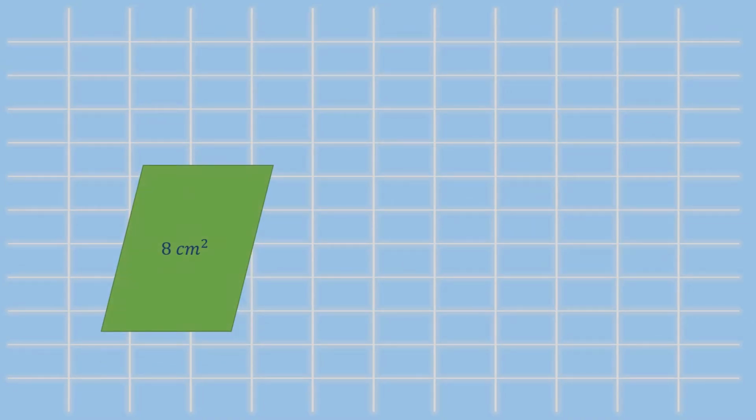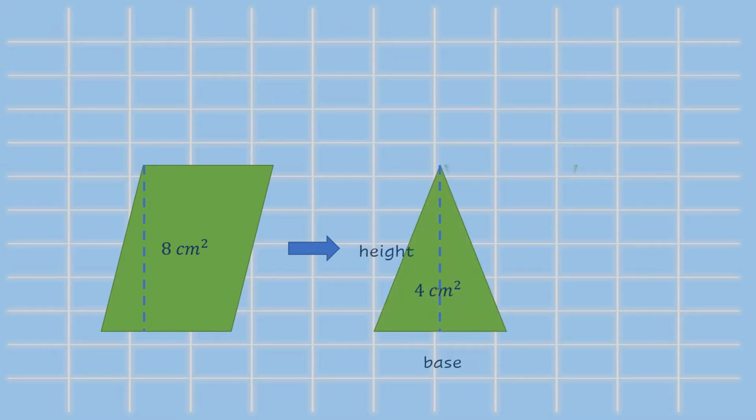Let's suppose that you have a parallelogram with the area 8 centimeters squared instead of a rectangle. Now the height of this parallelogram will be the distance from one corner of the parallelogram to its opposite side. If I cut this parallelogram diagonally into two equal portions, I'll get two equal triangles. Now, since these triangles are formed by cutting the parallelogram into two halves, the area of each of these triangles will be half the area of this parallelogram. That is 4 centimeters squared.